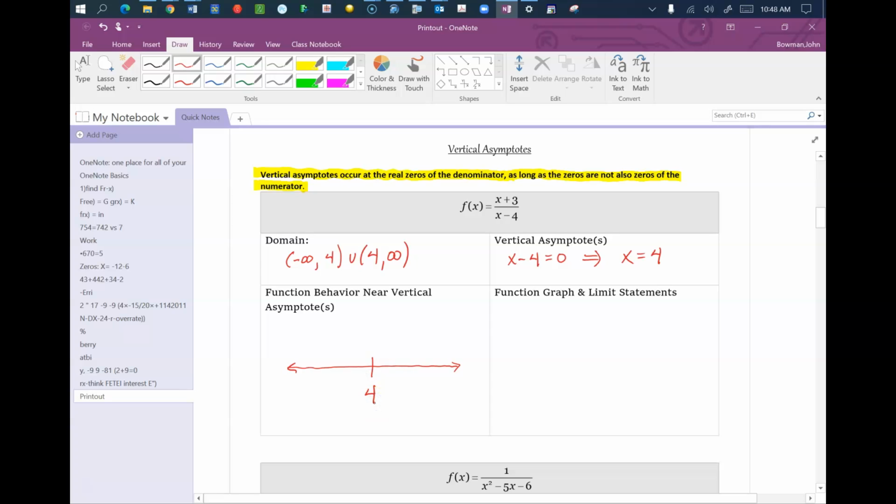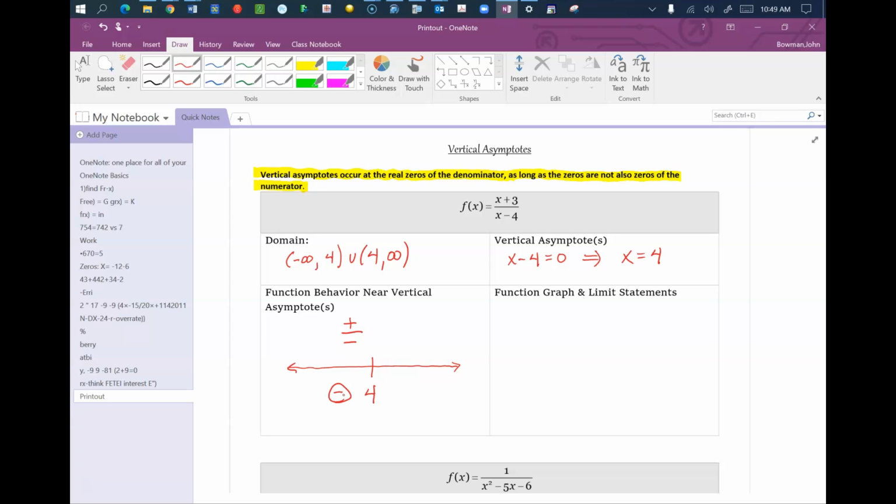So we're going to plug 4 into our sign chart. And let's pick a number close to 4, but slightly to the left of it. So for example, 3.9. Plug 3.9 into the numerator. You're going to have 3.9 plus 3, which is going to be positive. And plug it into the denominator, 3.9 minus 4, which is going to be negative. So a positive divided by a negative is negative. So we know our graph approaches negative infinity as x approaches 4 from the left-hand side.